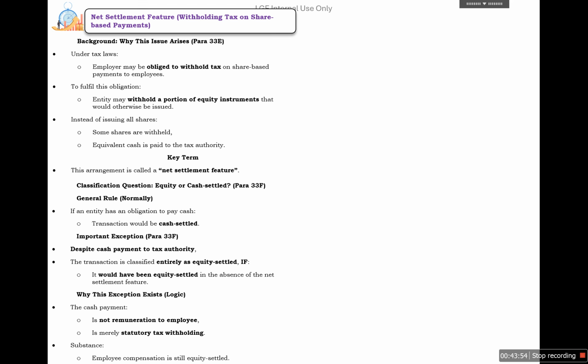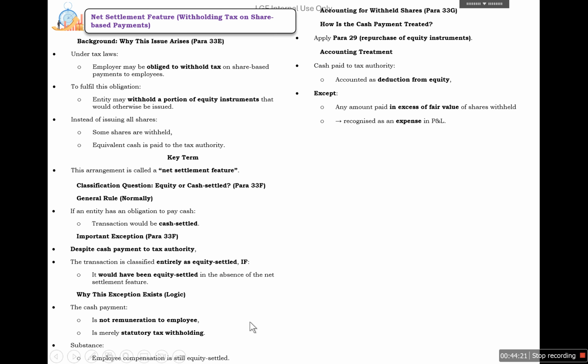It will still be considered an equity-settled transaction if the original transaction, without considering the net feature, is classified as equity-settled. So why does this exception exist? Because the cash payment is not remuneration to the employee, but merely a statutory tax withholding. So employee compensation is still equity-settled. How is the cash payment treated? It will be paid to the tax authorities and accounted for as a deduction from equity.